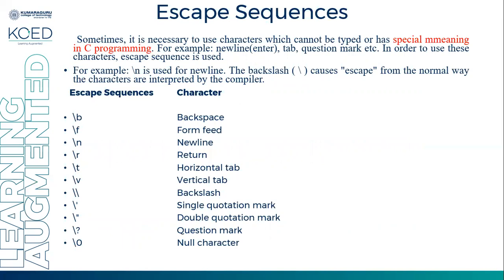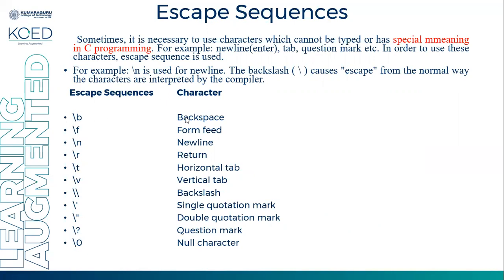Escape sequences. Escape sequences have a special meaning in C programming. For example, new line, enter, tab, question mark. In order to use these characters, escape sequences are used. For example, \n is used for new line. The backslash causes an escape from the normal way; these characters are interpreted by the compiler.